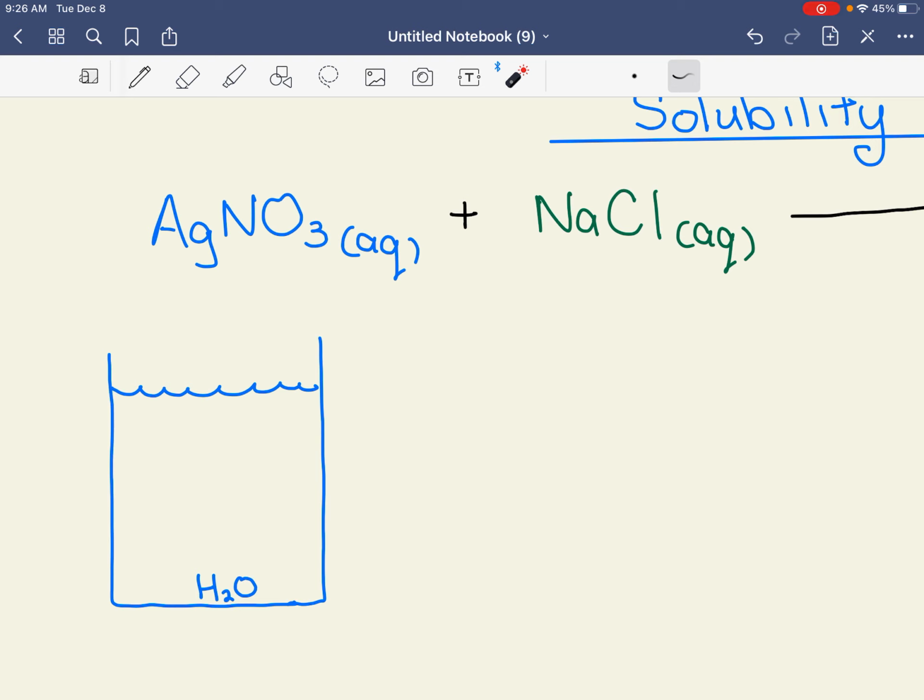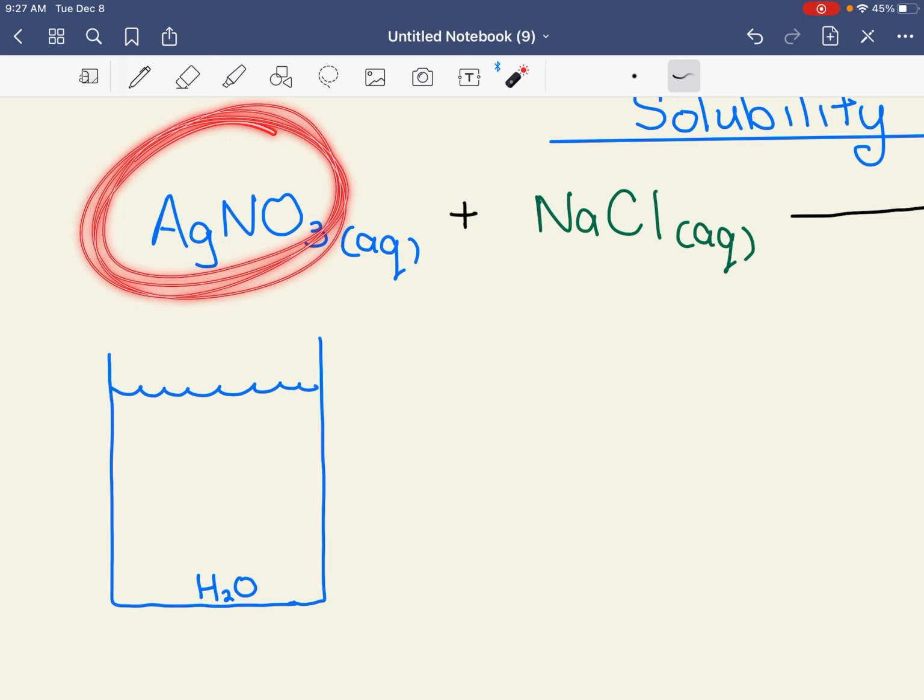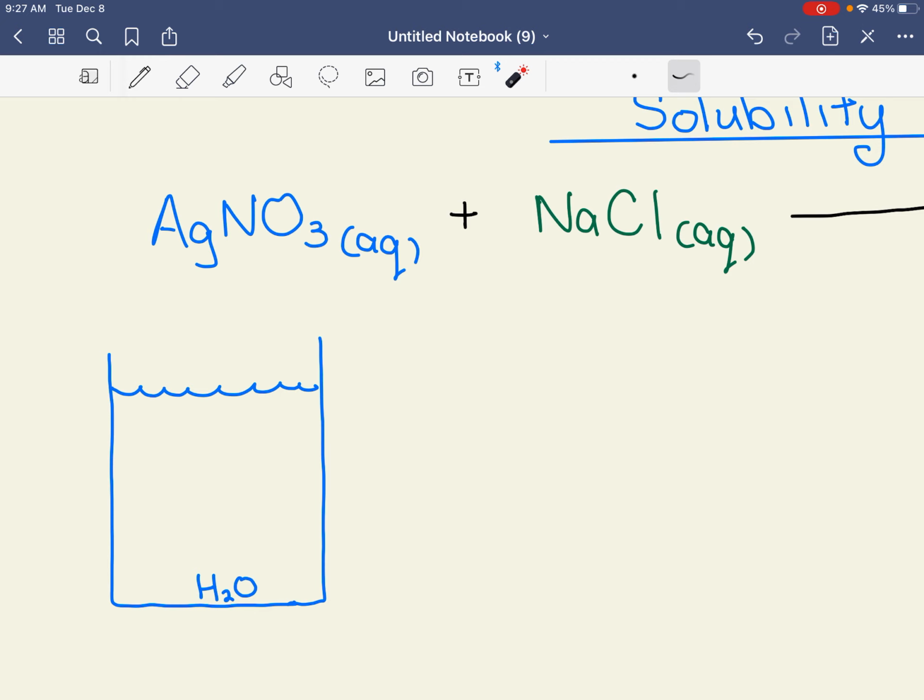Now, this is what you're going to do. You're going to take the silver nitrate crystal. It comes in a form of crystal, and you're going to drop it in water so it dissolves. So therefore, it matches with this aqueous state, because that's what aqueous means. Meaning that silver nitrate is not in its crystal form, but is in its dissolved form in water. So you're going to drop this in water.